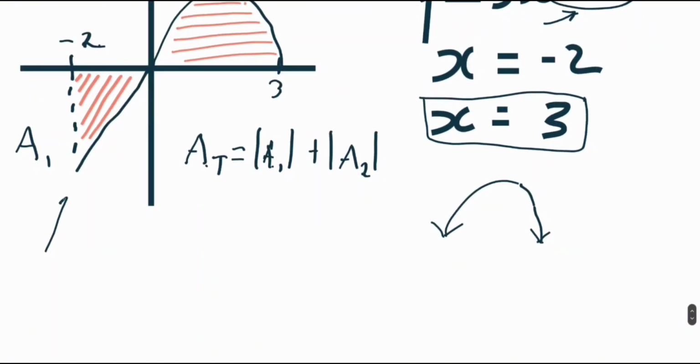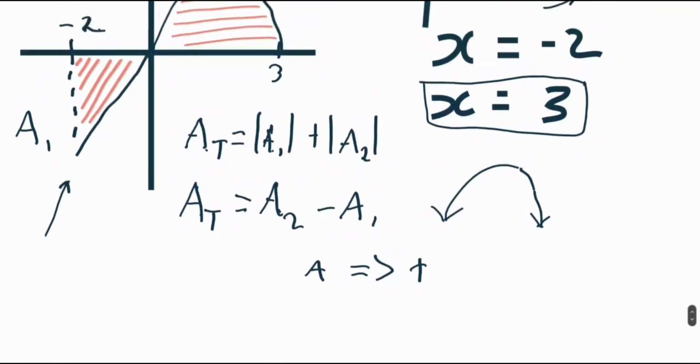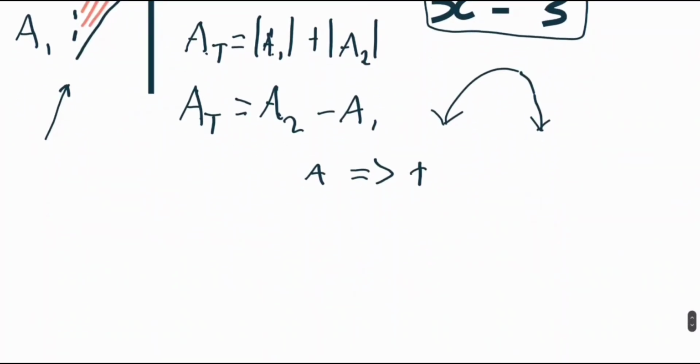But because this is going to be negative, as it is in the negative quadrant, that changes this. So the total area is going to be area 2 minus area 1. This is so that area 1 becomes positive. Great. So the formula for the areas is like this.